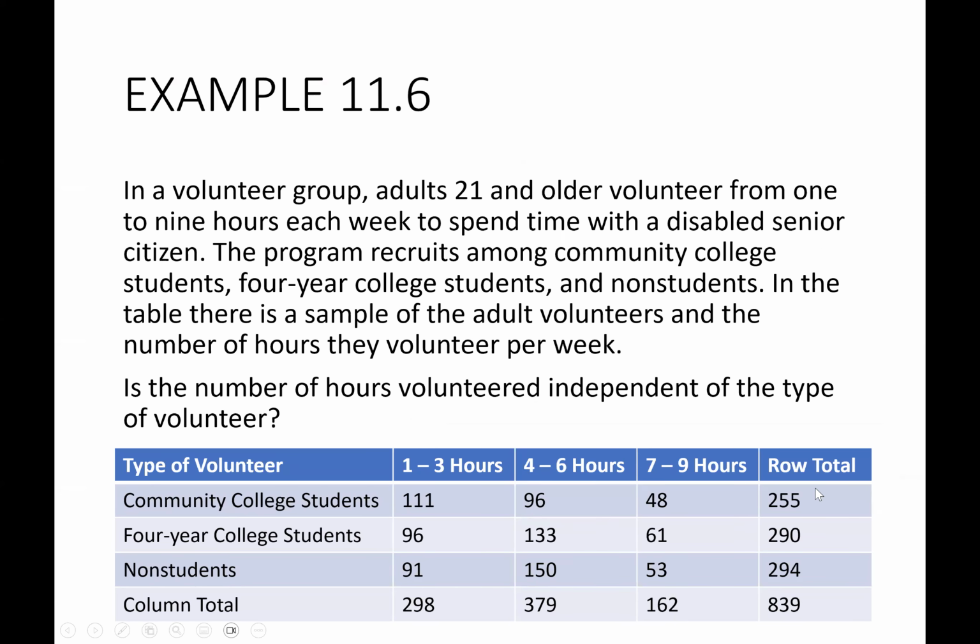I had, for the row total of community college students, 255. For the column 1 to 3 hours, I had 298. So what I do is I take the 255, I multiply it by the 298, and I divide that by the 839. So the row total times the column total divided by the total total will give me what I expect for that particular category. That's what I would expect if it fits what I expect. Okay, so I'm going to go back over there and do that calculation.